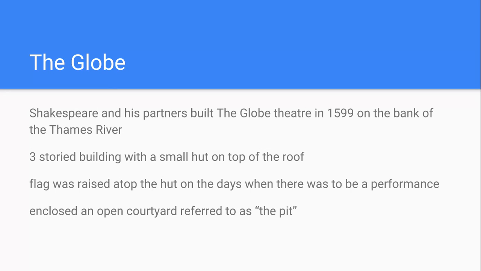His shows were performed in the Globe Theatre, so he and his partners built the Globe Theatre in 1599 on the bank of the River Thames. It was a 3-story building with a small hut on top of the roof. The flag was raised atop the hut on the days where there would be a performance.